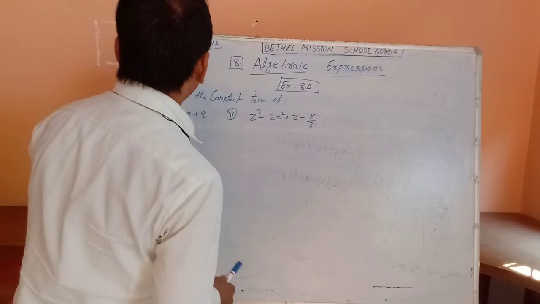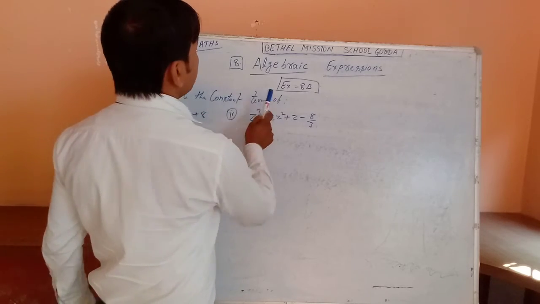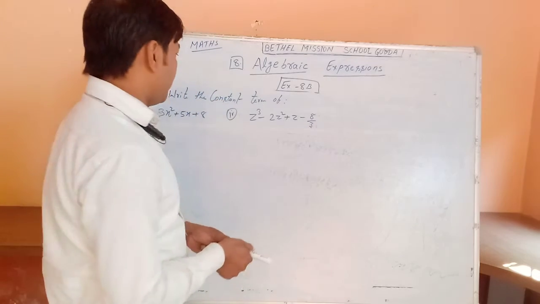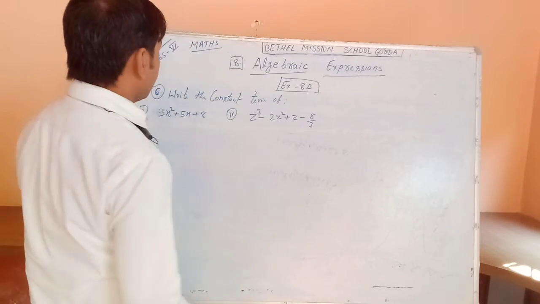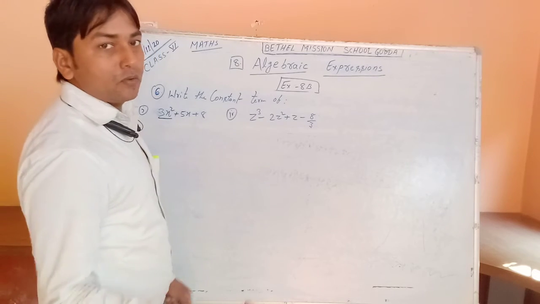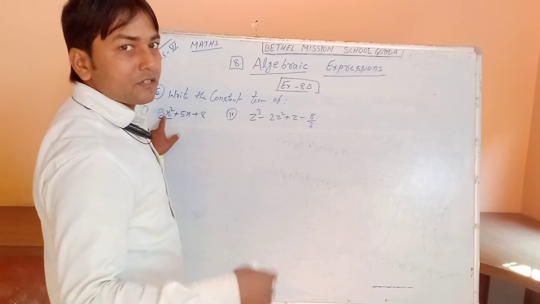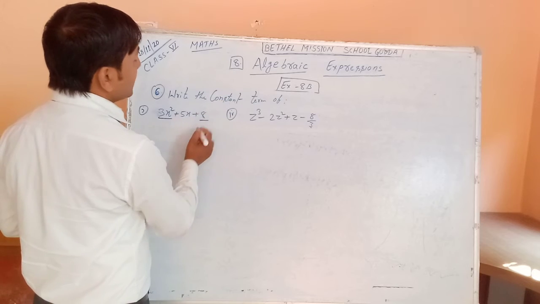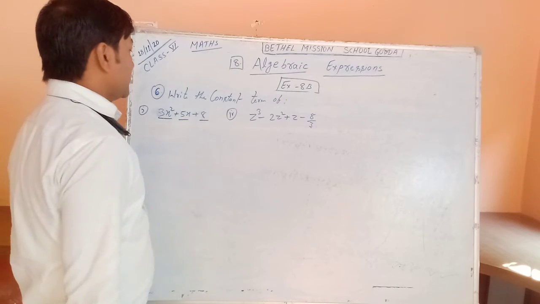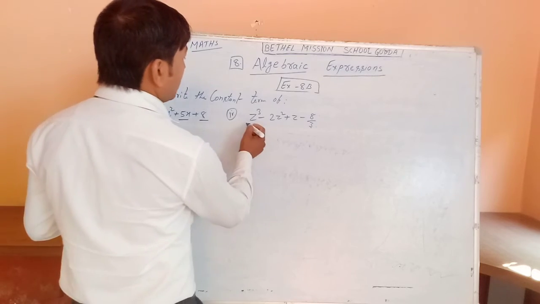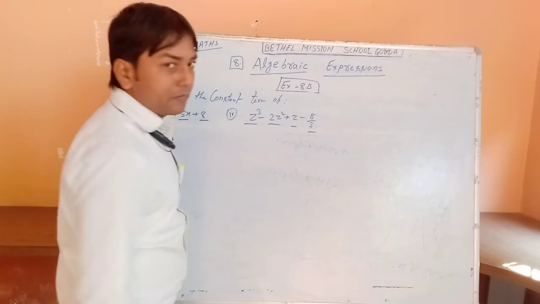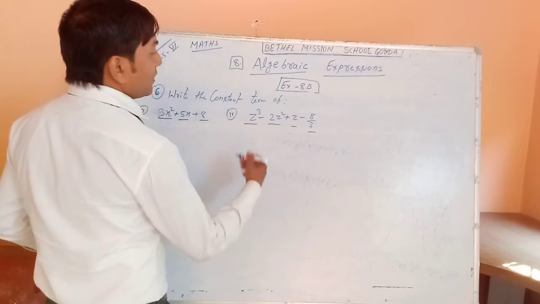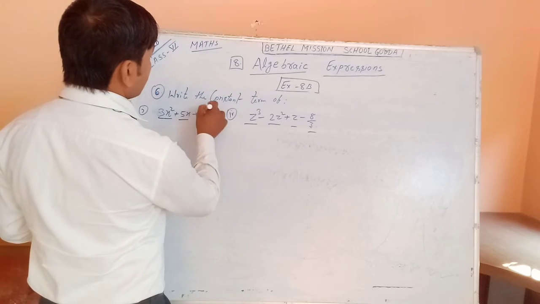Now students, 6th number question says write the constant term of. Constant terms you can say 1, 2, 3, 4, 5, whatever. Here, 3x square is one term, 5x is one term and 8 is another term. This contains 3 terms. This is a trinomial. Here, 4 terms are contained. This is a quadrinomial. Now which one is the constant term? This is a constant number only.